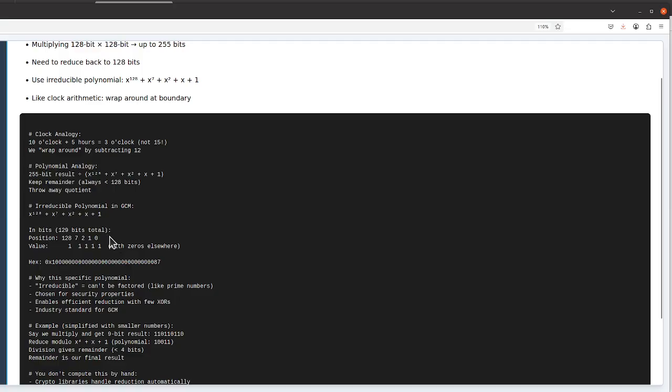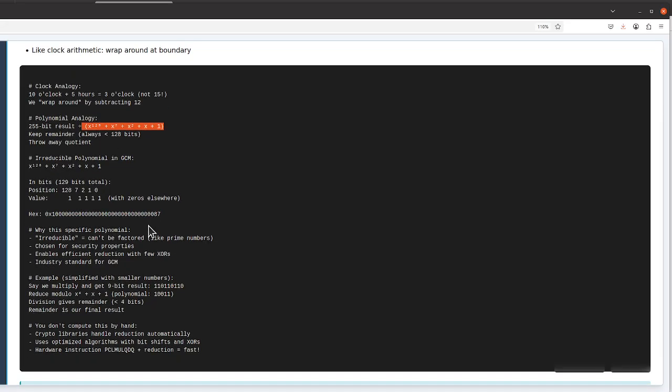The specific irreducible polynomial we use in GCM was chosen carefully. It has nice mathematical properties that make the multiplication secure and efficient. The positions of the 1 bits, 128, 7, 2, 1, 0, are not random. They are chosen so that the reduction can be computed quickly with just a few XOR and shift operations after the PCLMULQDQ instruction does the polynomial multiplication.